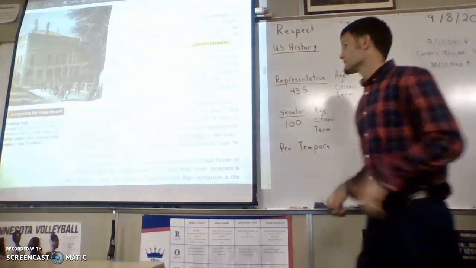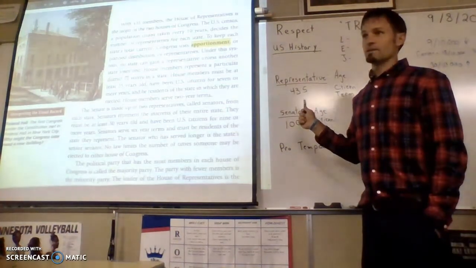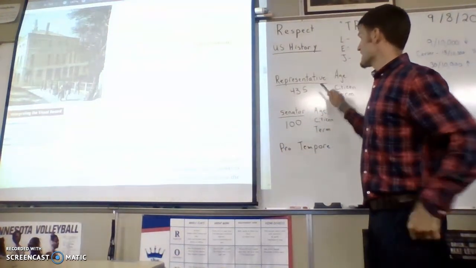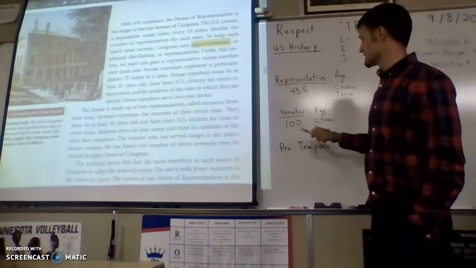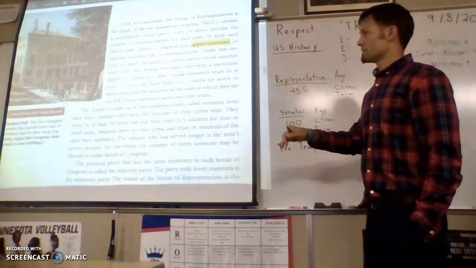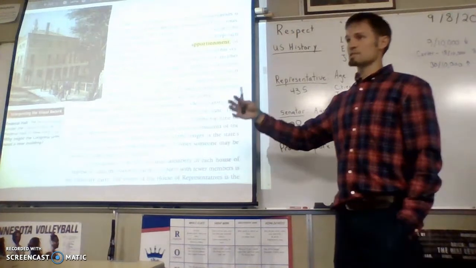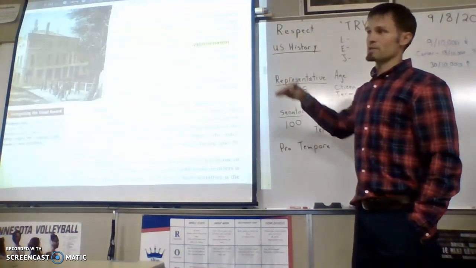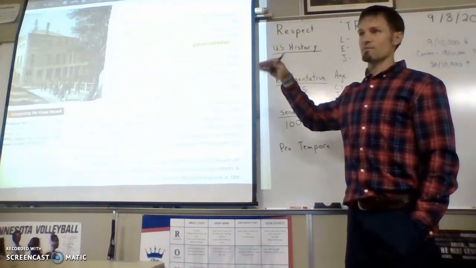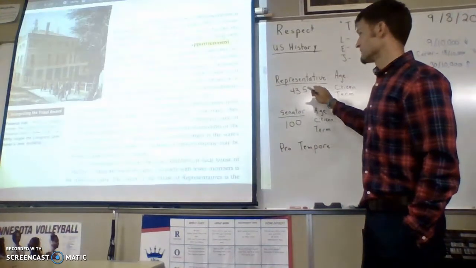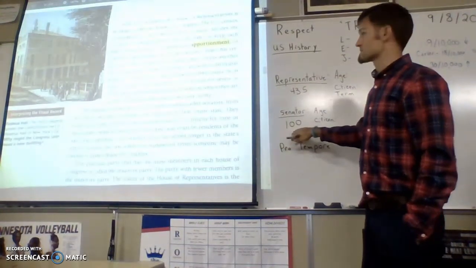In the state of Minnesota, we have 8. In California, they have 53. Now, every state has to have at least one representative and at least 2 senators. You can't ever completely lose them. But states like North Dakota, South Dakota, they've had more representatives in the past, but because their population hasn't grown as fast as California, New York, and Texas, they have only one representative left. They still have 2 senators, however.